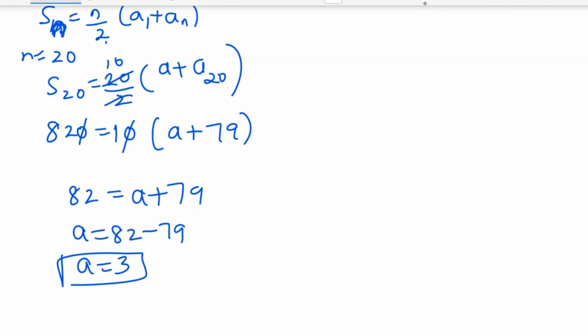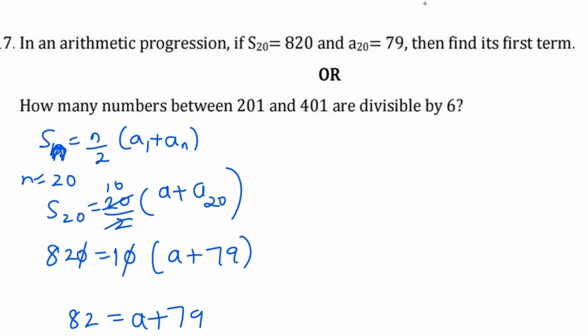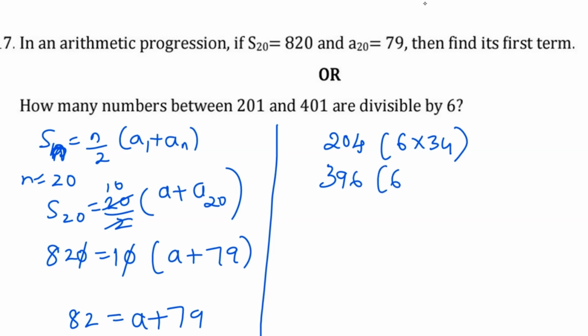That is the first one. Then you have the second one. Then moving on with the next one. The question is, how many numbers between 201 and 401 are divisible by 6? So beginning from 201, we have 204, which is divisible by 6, 34 times. The last number that is divisible in between is 396, which is 6 into 66. So A will be 204 and An will be 396, and D is the common difference, 6.